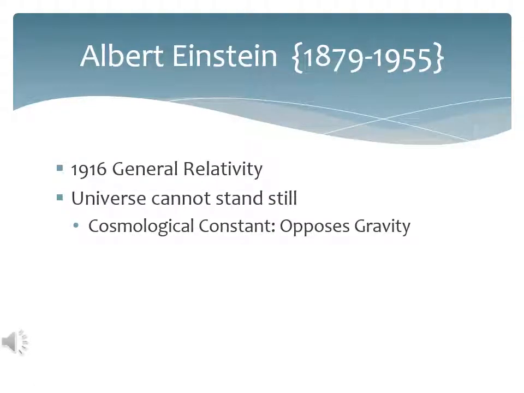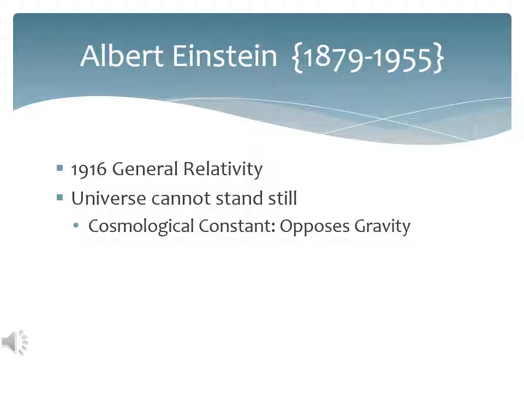In 1916, Albert Einstein expanded special relativity into general relativity. One of the implications of general relativity is that the universe must be either expanding or contracting. A static universe would not be stable. However, in 1916, there was no evidence to suggest that the universe was anything but static. Hubble didn't discover the expanding universe until 1929.